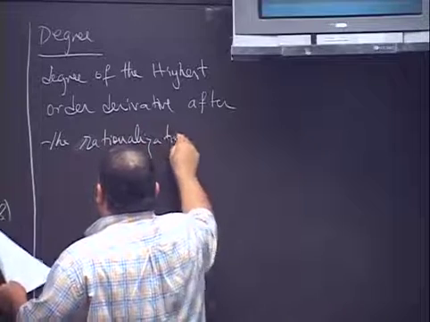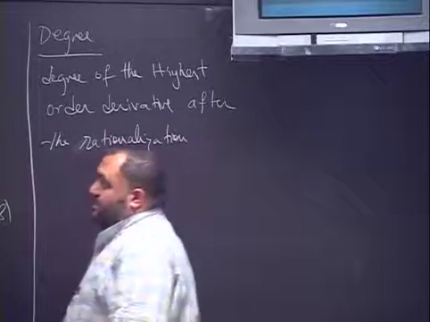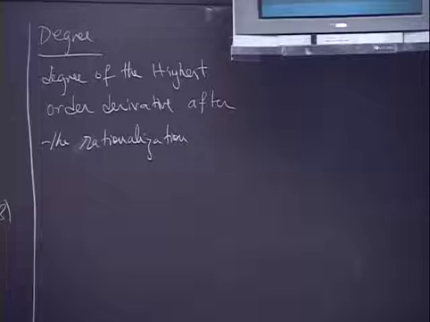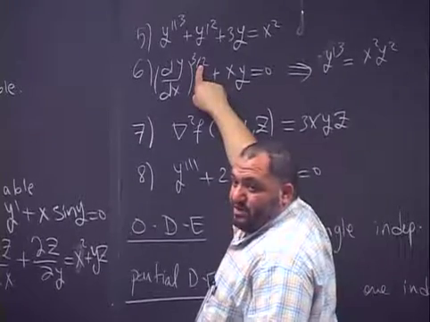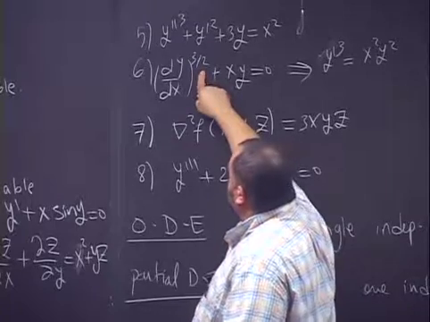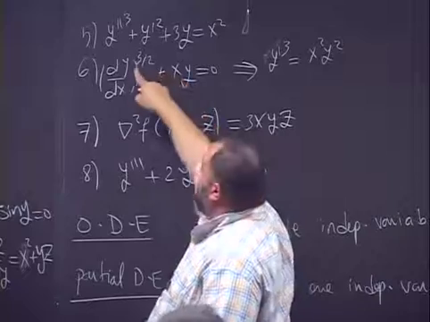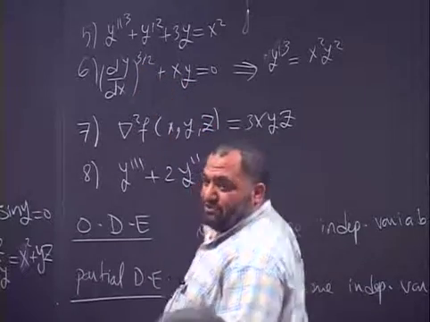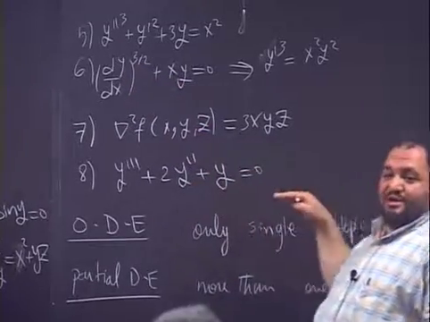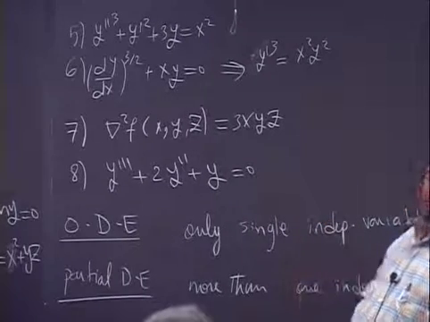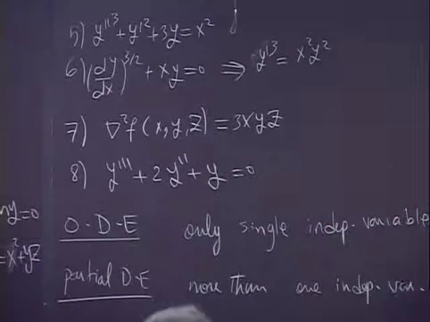What do we mean by rationalization? Like here, this has a ratio, 3/2. So we have to rationalize this one first. We square both sides so that the power becomes an integer, not a fraction. So you have to rationalize your differential equation, then look for the degree. Okay guys?